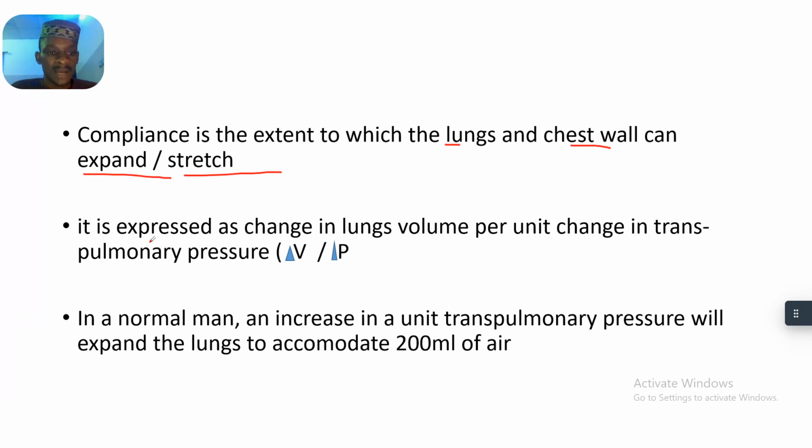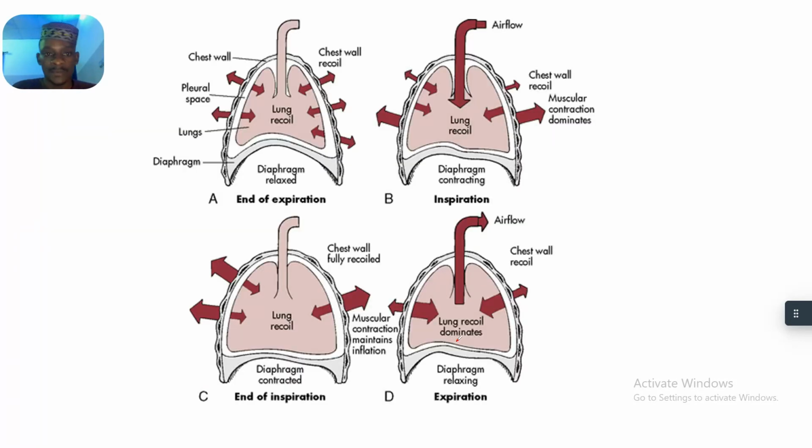Now we say that it is expressed as a change in lung volume per unit change in transpulmonary pressure. In a normal man, an increase in unit transpulmonary pressure will expand the lungs to accommodate over 200 milliliters of air. A unit change in transpulmonary pressure will expand the lungs to accommodate 200 milliliters of air.